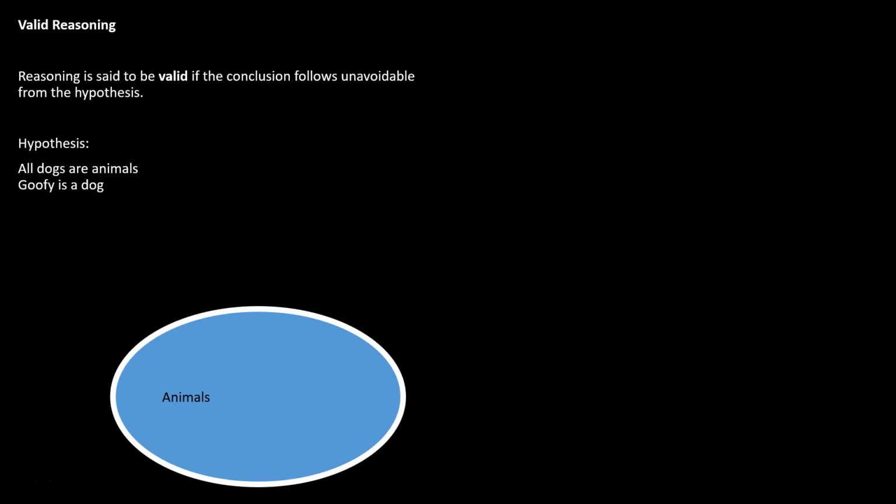The last topic that we need to talk about in this section is valid reasoning. Now, valid just means that the argument follows unavoidably from the hypothesis, basically saying it could not be interpreted in any other way. So here's a hypothesis. All dogs are animals. Goofy, the Disney character, is a dog. Those are two separate statements. We're assuming that both of those are true. Those are our hypothesis.